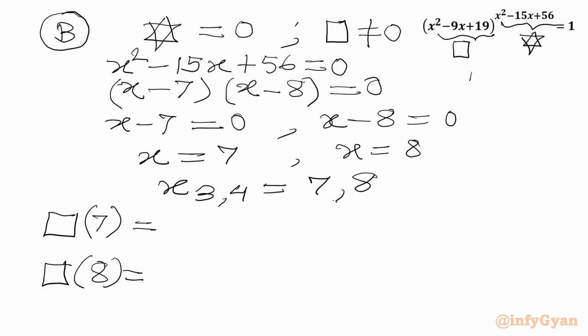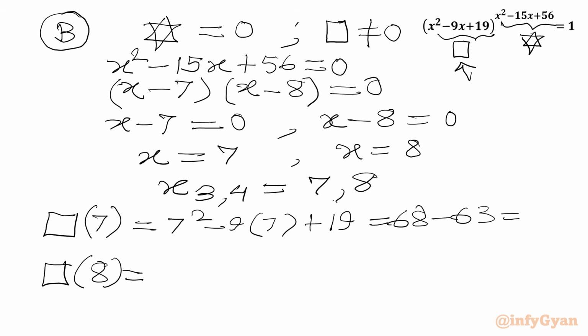So here we have box x square minus 9x plus 19. Put x equal to 7. We will write 7 square minus 9 times 7 plus 19. 49 plus 19 will be 68. So I can write 68 minus 9 times 7, 63. Value is 5 and it is not equal to 0. So 7 is accepted.